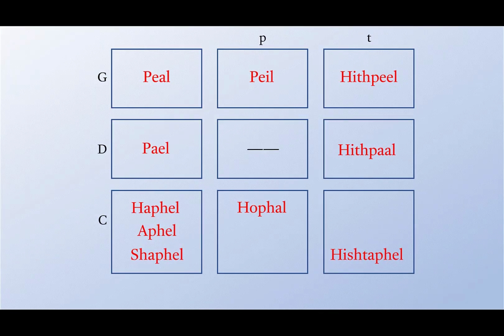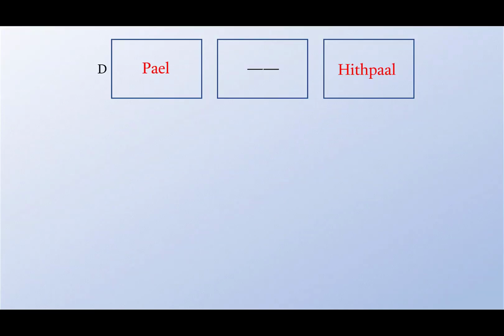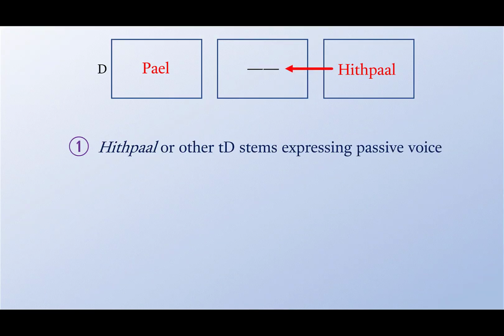So let's take out the free spelling variants except for afel, since we're including shafel, and use this as our basic grid henceforth. All right? So the first special comment I want to make has to do with focusing on the D row, specifically the so-called missing DP cell. All right? So what we've already mentioned about that is that the TD stem, which until now we had only known as the hitpa'al, can express passive voice, just like the other reflexive stems can do in their rows of the 9-member grid.